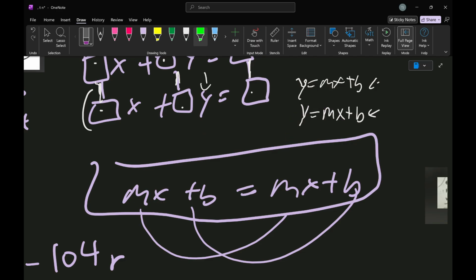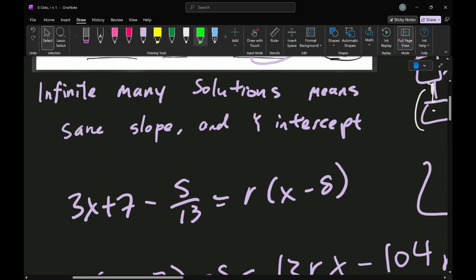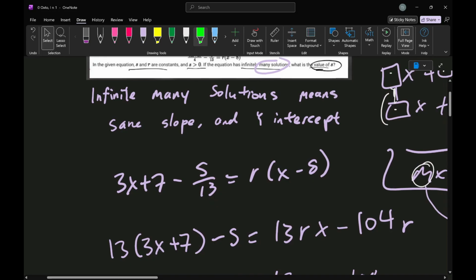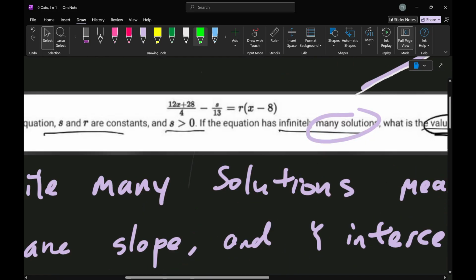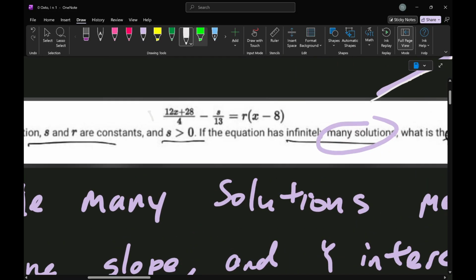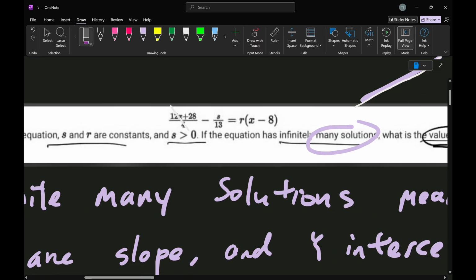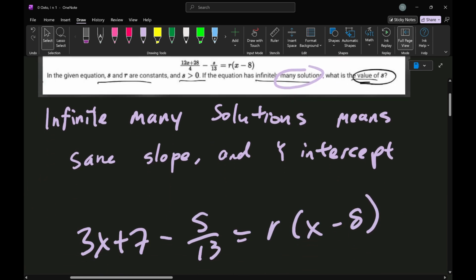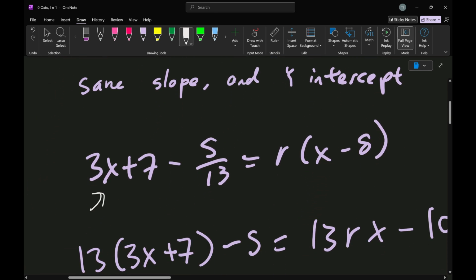So what does that mean? That means that m must be equal to the term here, and b must be equal to the term here. So that's what we're going to try to do here. The first thing we're going to do is make everything simpler. So I'm going to multiply by 4 on all sides, or cancel everything out, sorry. So cancel everything out for 12x and 28. So it would be something like 3x plus 7, and then minus 13, and everything's the same.